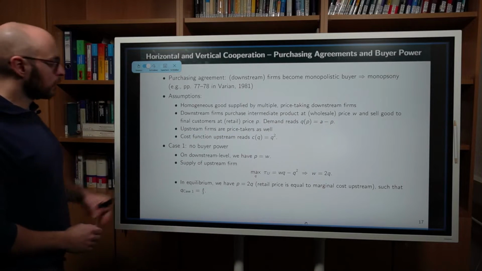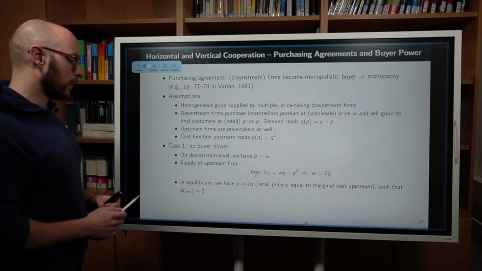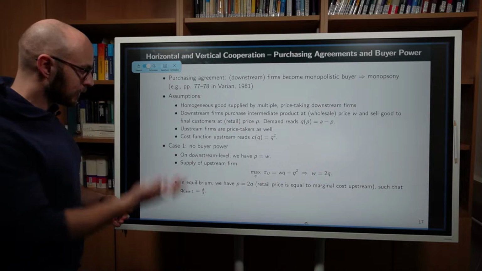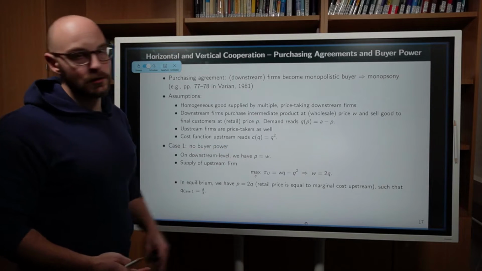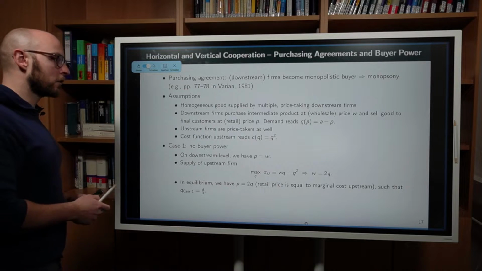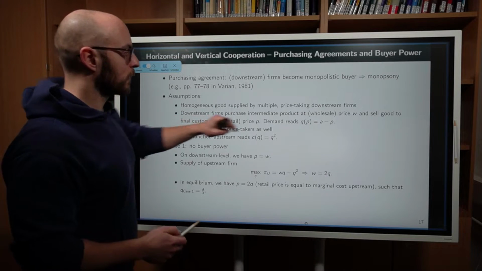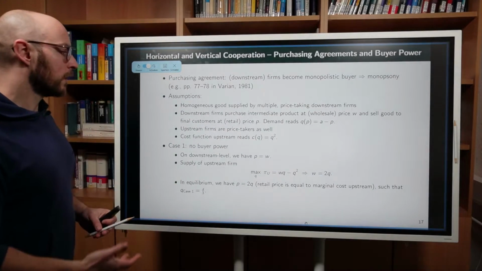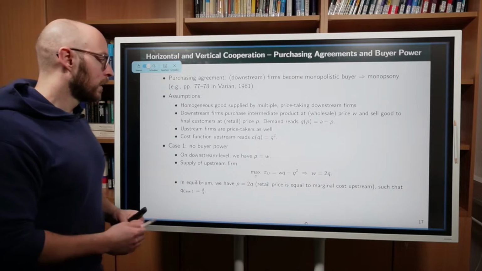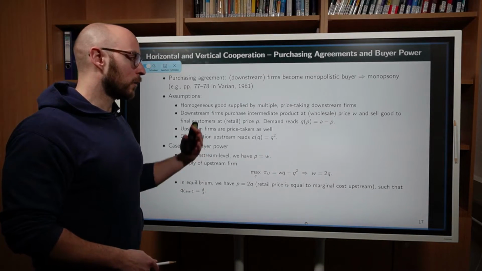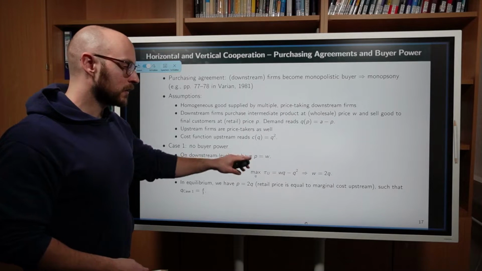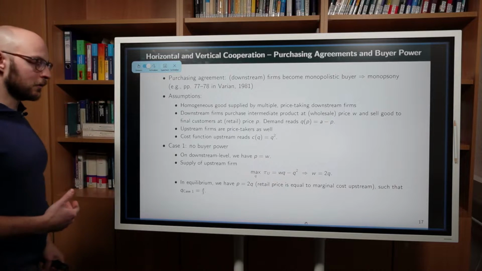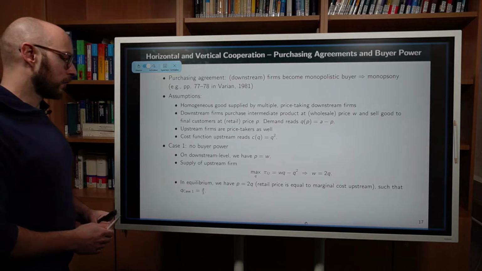Now, we start with the first case where we don't have buyer power. On the downstream level, with backwards induction, so we start at the latest stage, we have price equal to marginal cost. What is marginal cost? Marginal cost in our example for the downstream firms is the wholesale price. Because if you as a retailer want to sell another product, you have to buy it from the upstream producer, and the upstream producer charges wholesale price W, so the price that you sell the product to your customers is the same as the price that you buy the product from the upstream firm.